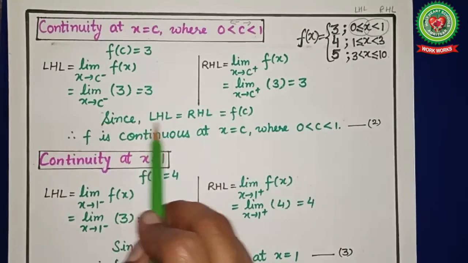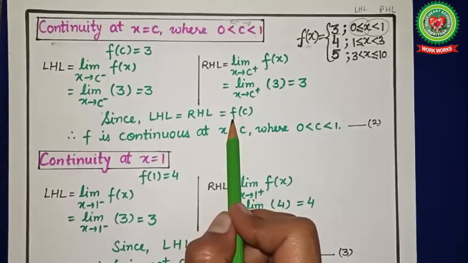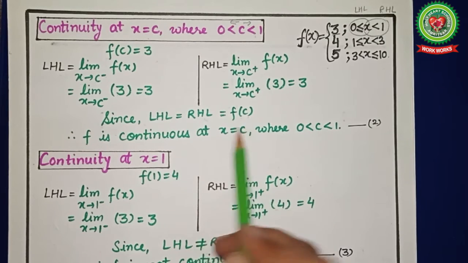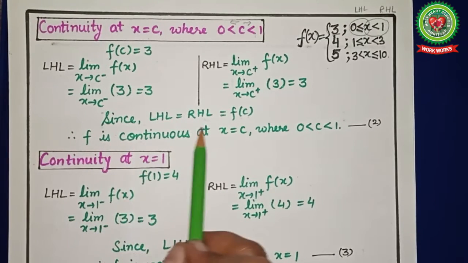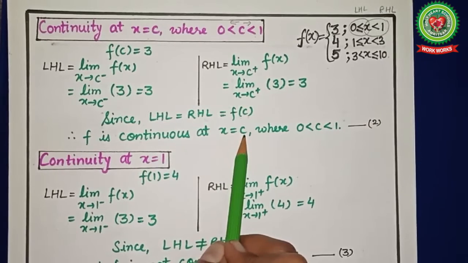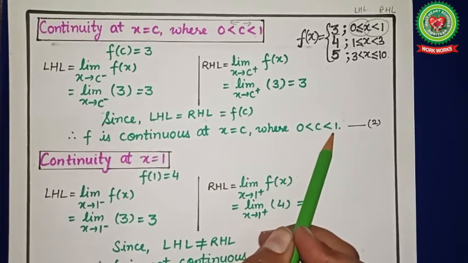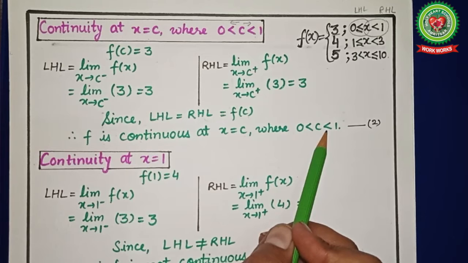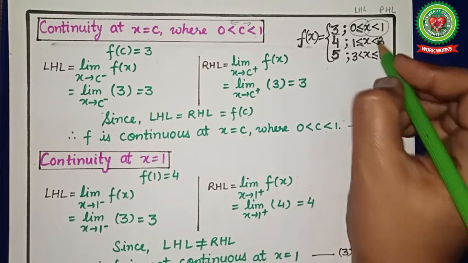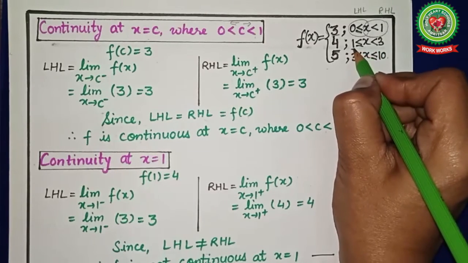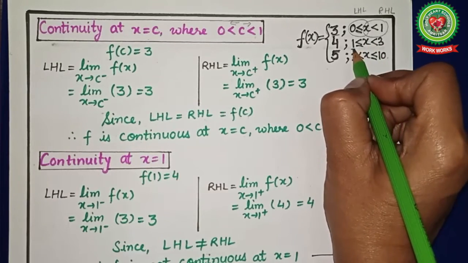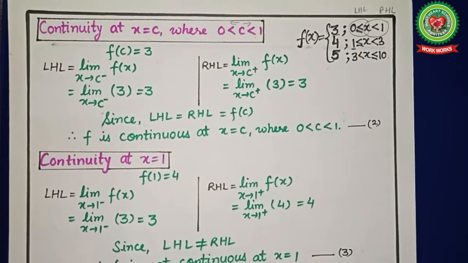Now the left hand limit, right hand limit and value of the function at point c are all the same. So we can say that f is continuous at x equal to c, where c is greater than 0 and less than 1. Now the next point is we have to check x equal to 1. So we will check the continuity at x equal to 1.